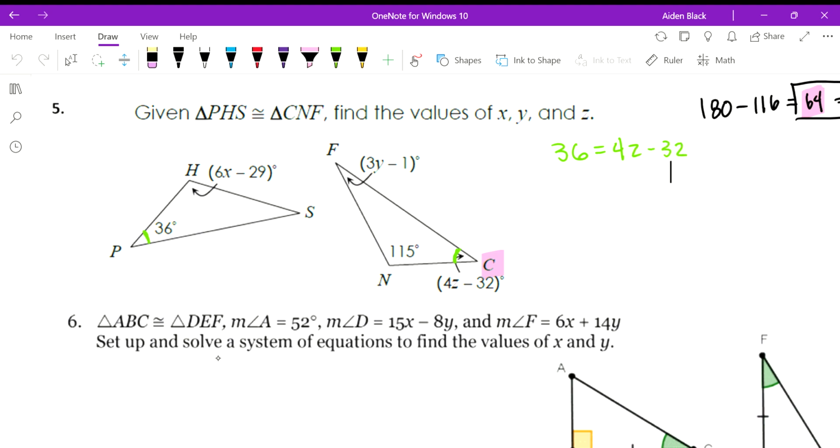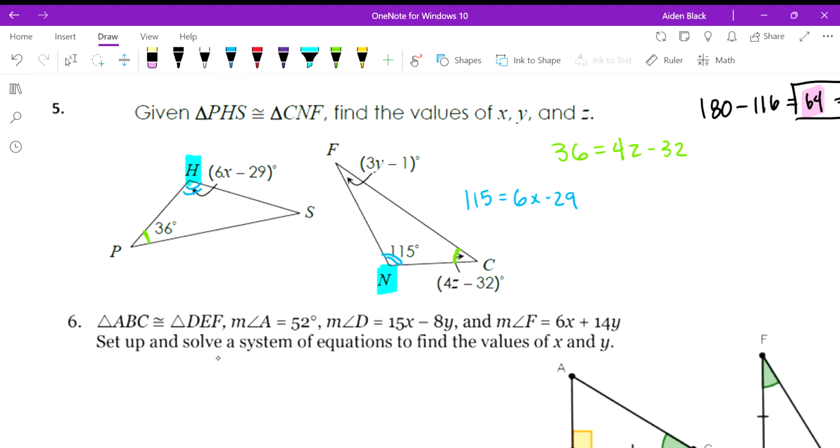Alright, now I'm going to look at the next one, angle H. Angle H is the second letter of the first triangle. So I'm going to look at the second letter of the second triangle. Boom, these go together. So once again, I'm going to do an arc. This time I'll do a double arc to differentiate from the first arc we did. Okay, those go together. So I know that 115 is equal to 6x minus 29. There's an equation I can solve right there.